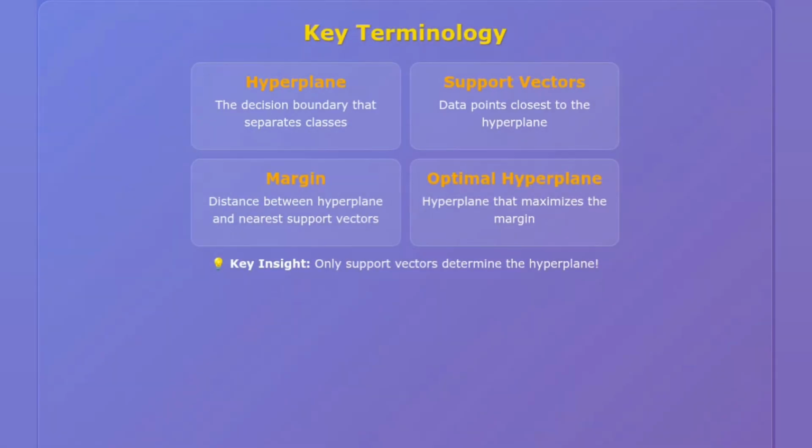Let's define some key terms. The hyperplane is our decision boundary. It's a line in 2D, a plane in 3D, or a higher dimensional surface in general. Support vectors are the data points that lie closest to this hyperplane. They're literally supporting the decision boundary. The margin is the perpendicular distance between the hyperplane and the nearest support vectors. Here's something fascinating. Only the support vectors matter for determining the hyperplane. You could remove all other data points, and the decision boundary would remain exactly the same.